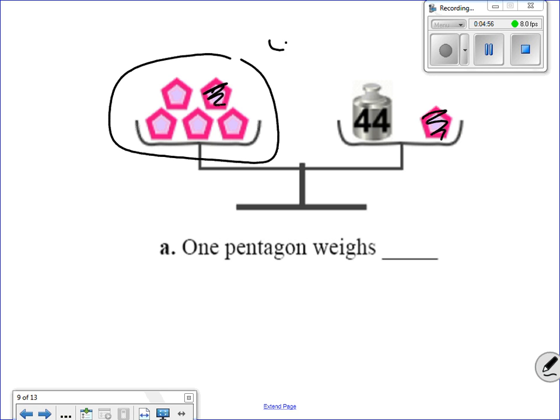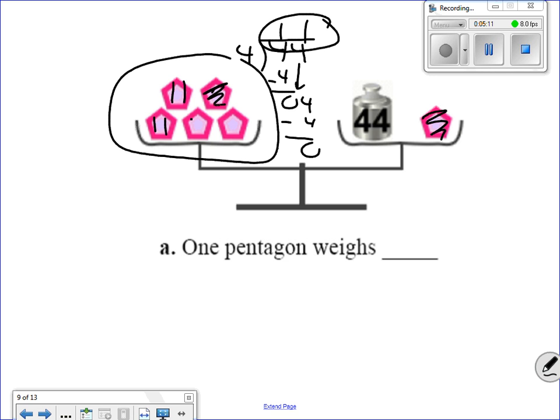So then I have to divide 44 by 4, because I want to know what each pentagon weighs. 4 goes into 4 once, 4, subtract 0, bring down the 4. 4 goes into 4 one time, 4 times 4 is 4, subtract 0. My answer is 11. Each one of these weighs the same as 11, equals 44. One pentagon weighs 11 grams.